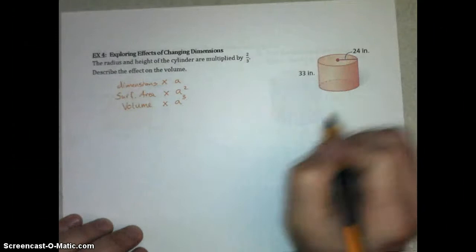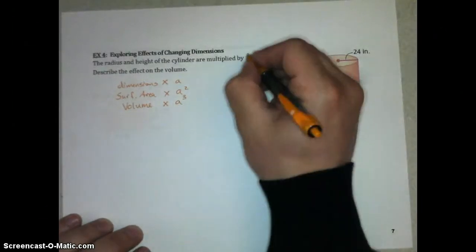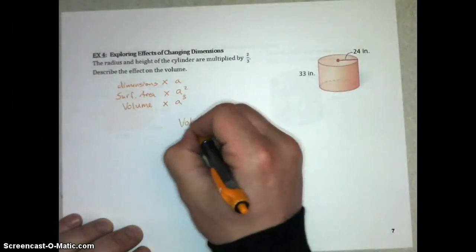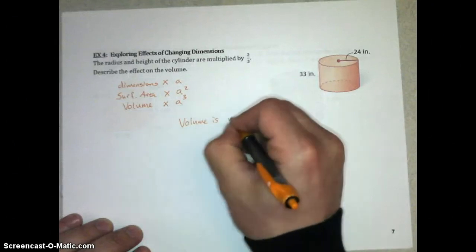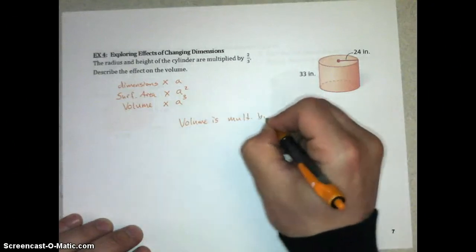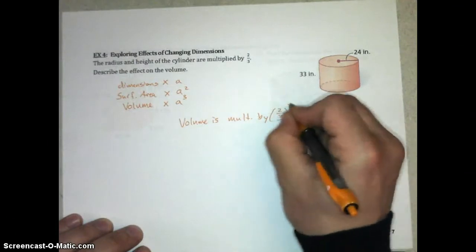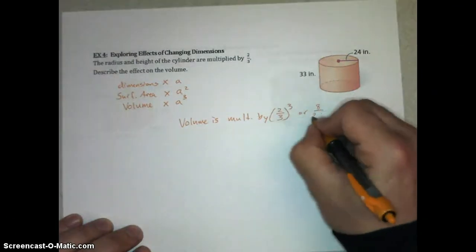And we will expand upon this in class a little bit more, but for right now, we can tell that if we're multiplying all the dimensions by 2/3, the volume is multiplied by 2/3 to the third power, or 2 to the third is 8, 3 to the third is 27.